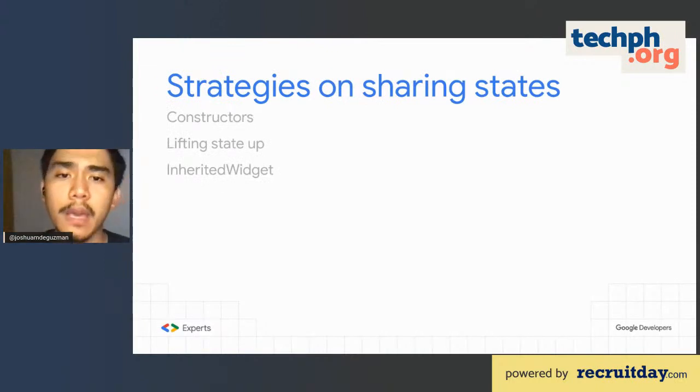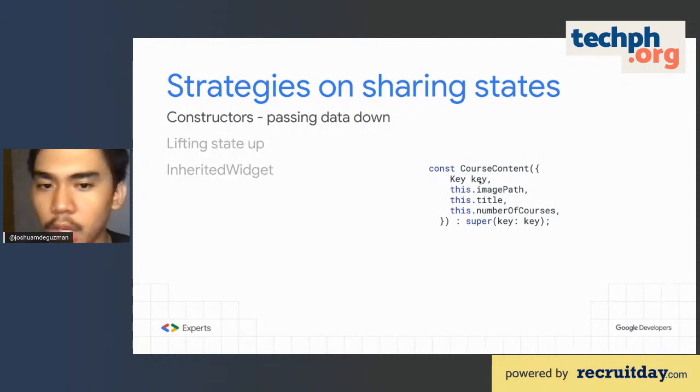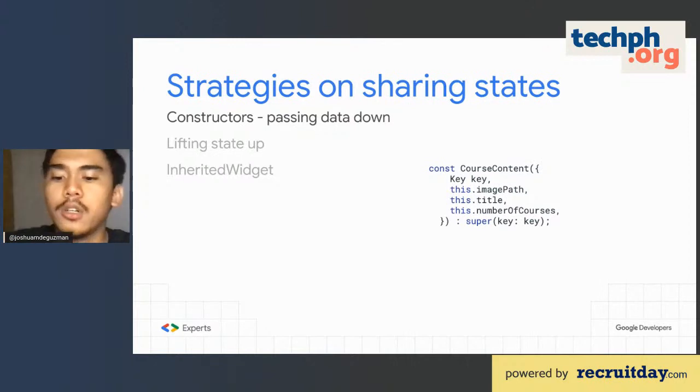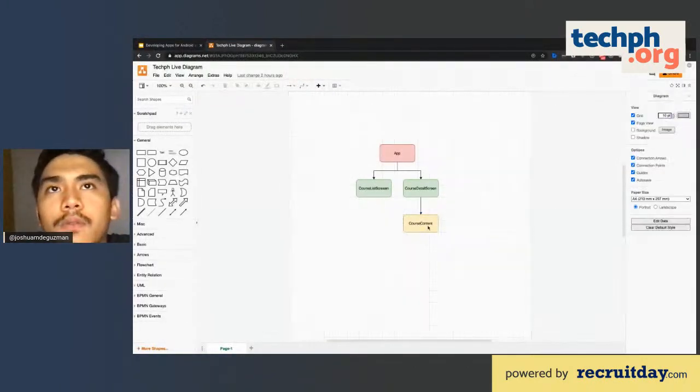The next way is sharing states in Flutter, where we have different strategies. The first one is constructor-based. As you can see here, we created a course content widget in your application. You could inspect that later. It's a strategy for passing data down the tree. The problem with this one is if we are trying to pass data using the constructor, for example, I have a lot of widgets here.